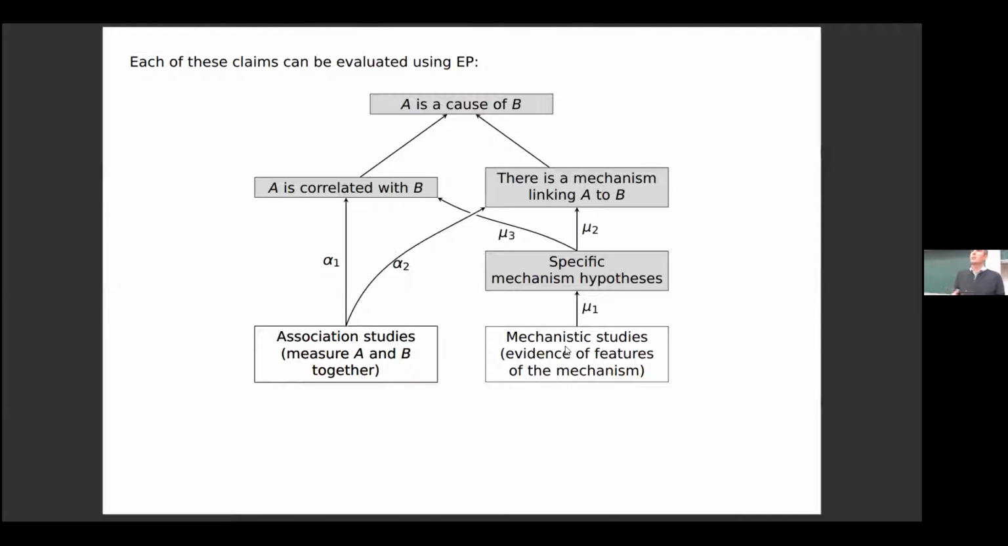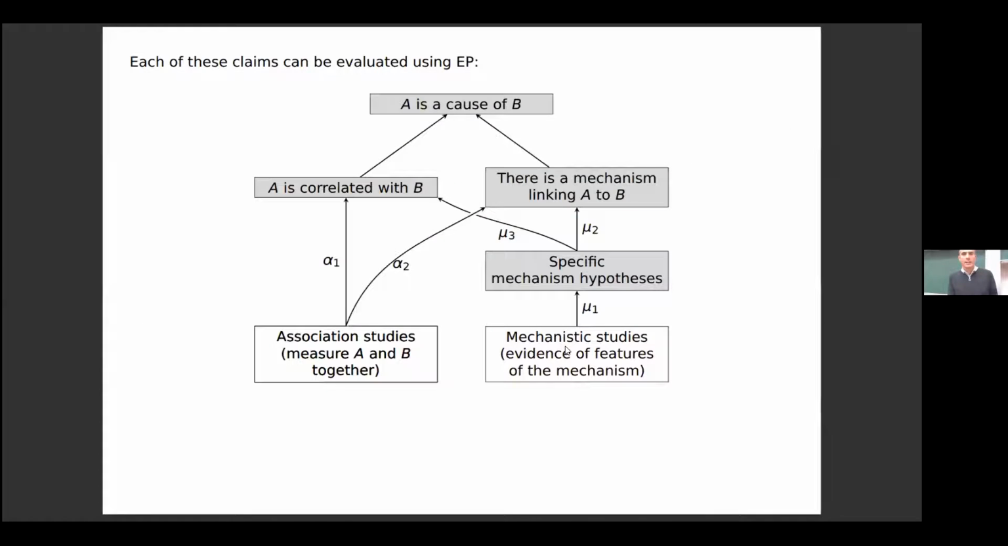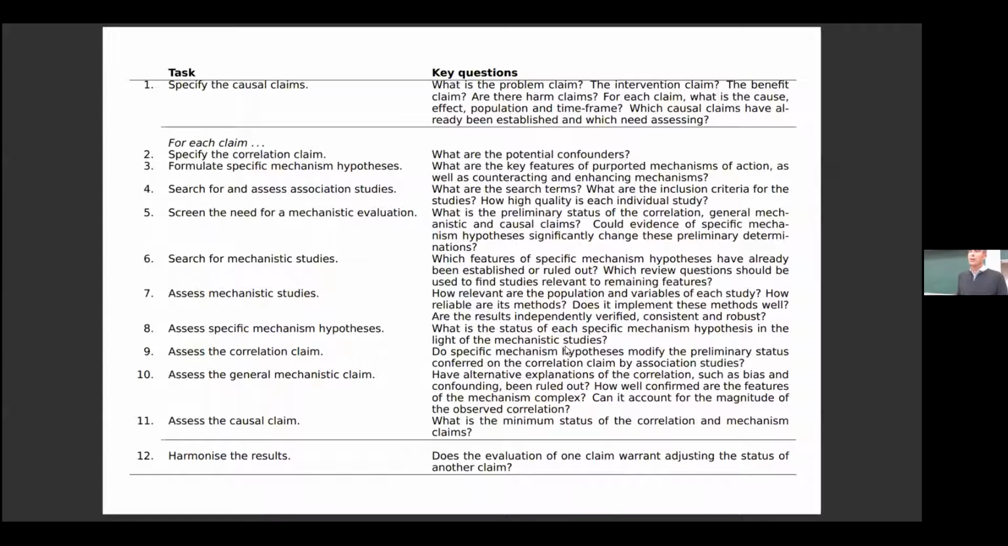And so in evidence-based law, the approach we advocate systematically carries out this sort of evaluation. Here's what the procedure looks like. Sorry, the font is a bit small here, but the first step is to specify the causal claims you're interested in. So problem claim, intervention claim, benefit claim, harm claims, what's the population, and so on. And then for each claim, first of all, we're going to assess the left-hand side of the picture, so the association studies.